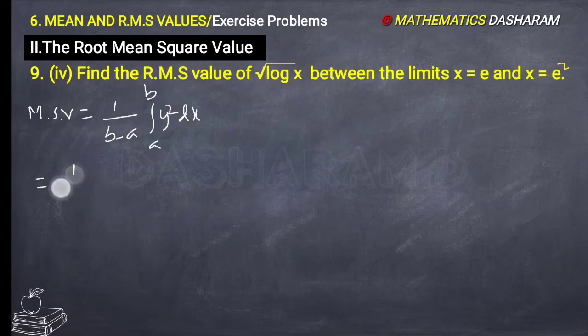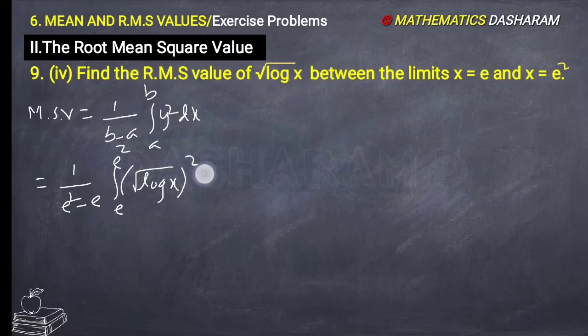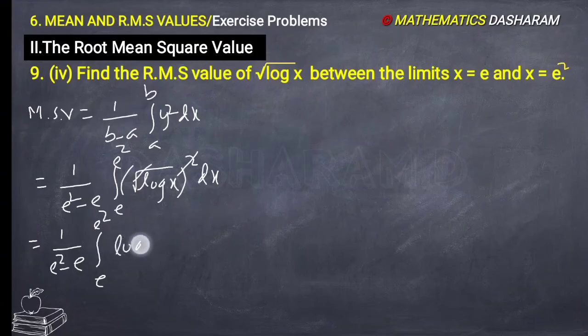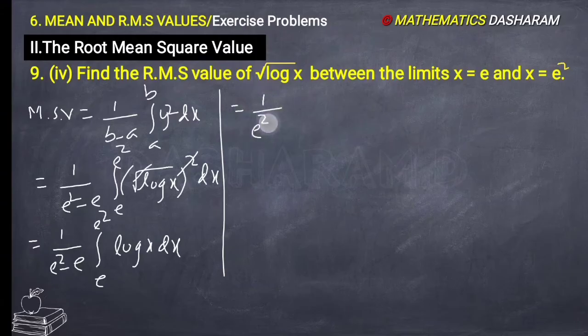So first the MSV value is 1 by b minus a, here b minus a is e square minus e, integration e to e square, y square means under root log x whole square dx. So 1 by e square minus e, integration e to e square, square root cancels, log x dx. Now log x can be written as log x into 1 dx.